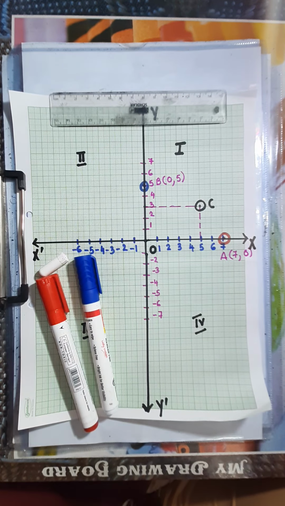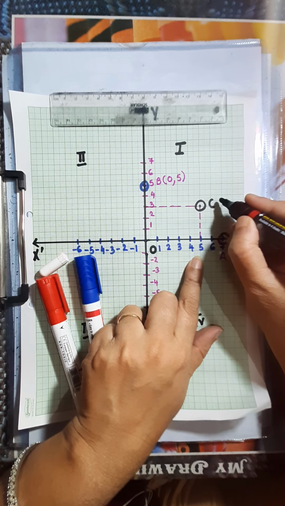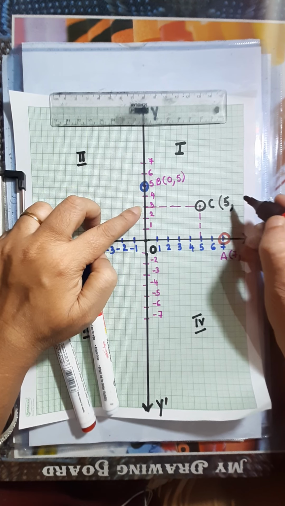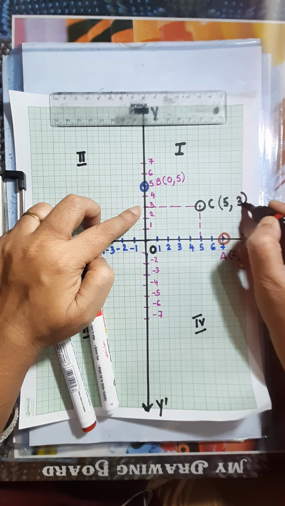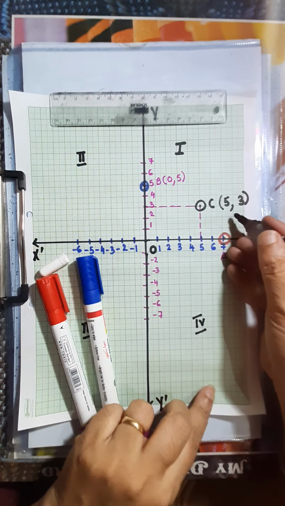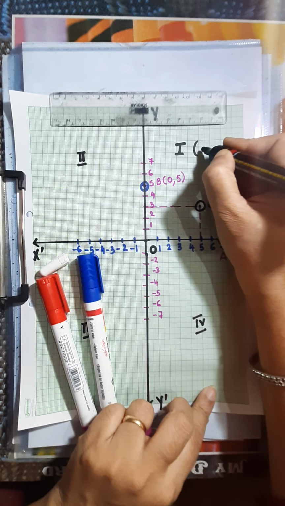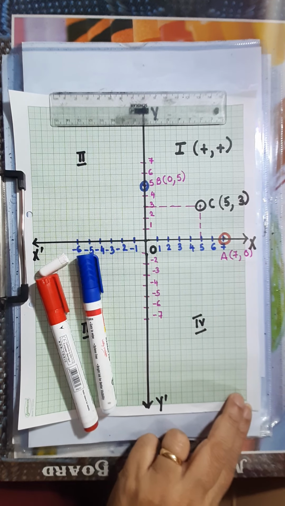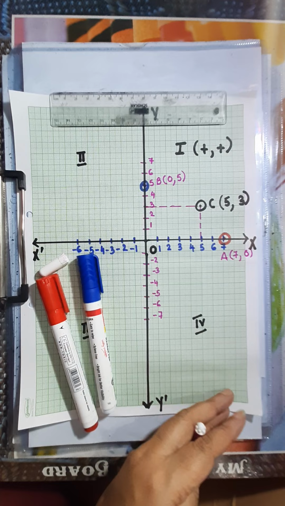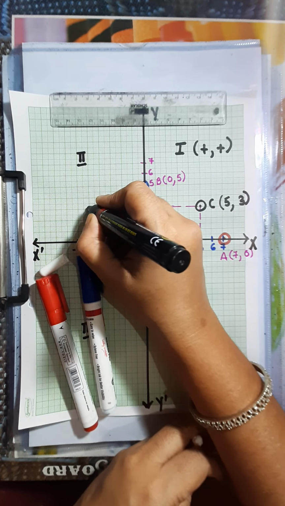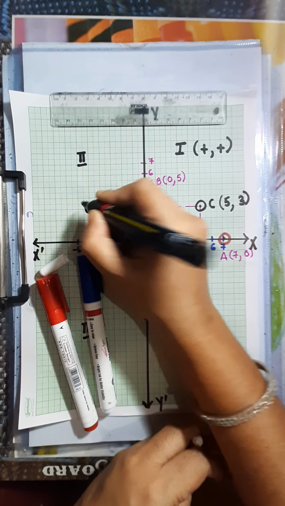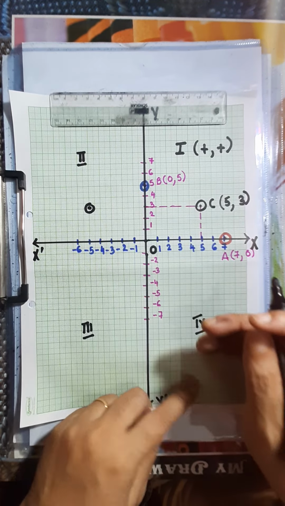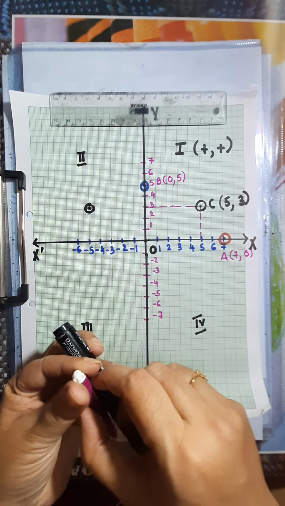First tell me, where does it touch the x-axis? It touches the x-axis at 5 and the y-axis at 3. So this is 5 comma 3, and this point lies in the first quadrant, so I can say its coordinates are plus and plus. Is that clear? Now let us see one point out here.